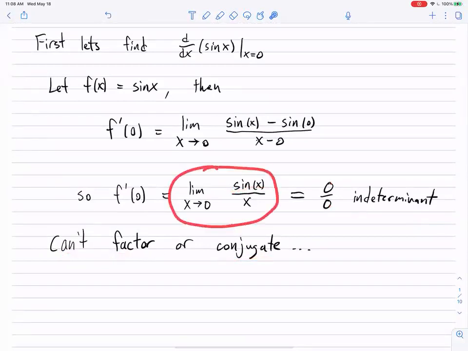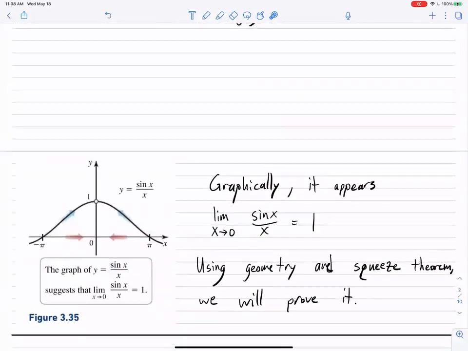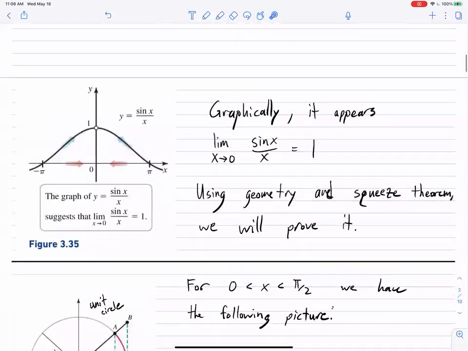To try and calculate what this limit is, we're going to use some geometry. What's going on graphically is if you graph this function sine of x over x, it looks something like this. It has a hole at 0 because it's not defined, but it looks like it's getting really, really close to 1. And we're going to use geometry and the squeeze theorem, which I think I might have brushed over, but I'll remind you what it is, and we'll prove it.